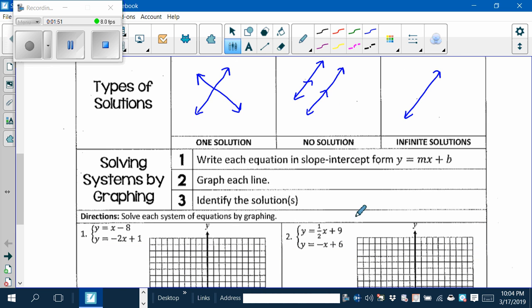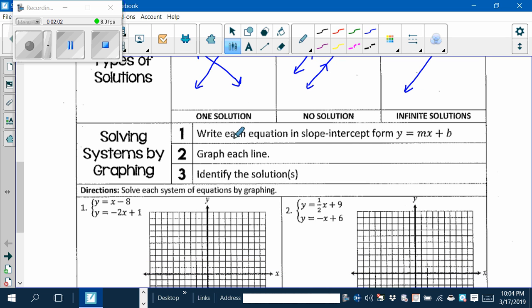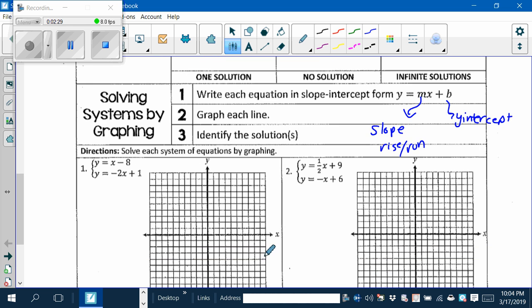The key with this is to make sure every equation is in slope-intercept form, and then you graph each line and identify the solution. Remember that this b is your y-intercept, and then you use the m, which is your slope. You use rise over run to graph the rest of the line. I'm going to show you an example or two, and hopefully you can use that.